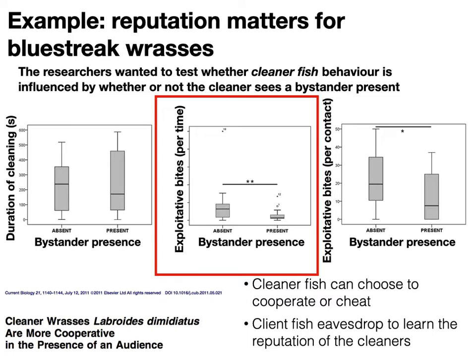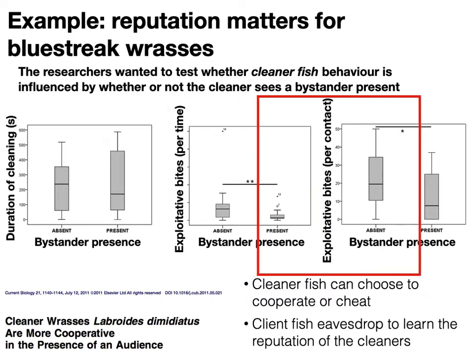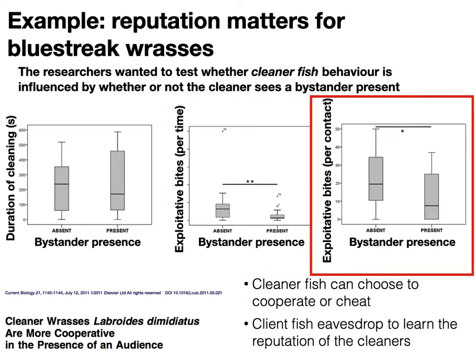However, what they found was that the cleaners did fewer of these exploitative, nasty bites. The y-axis on this graph is the number of exploitative bites per unit time. So there were fewer of them when the bystander was visible, and there were fewer exploitative bites per episode of contact with the client if the bystander was present. So indeed, the bystanders have an effect, and the cleaner fish perceive whether or not a bystander is there and adjust their behavior accordingly. So again, reputation really does matter. This audience effect matters in this system.